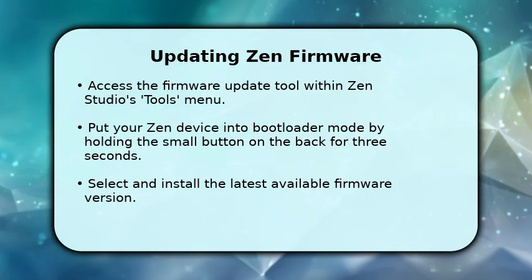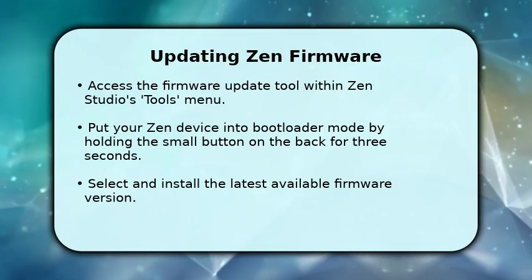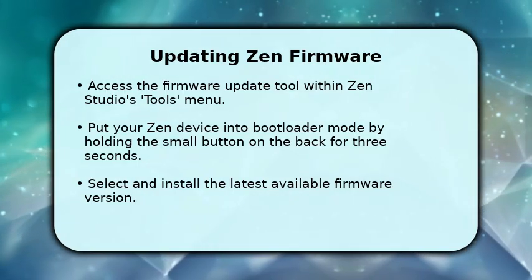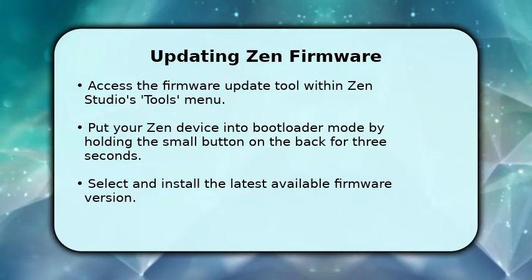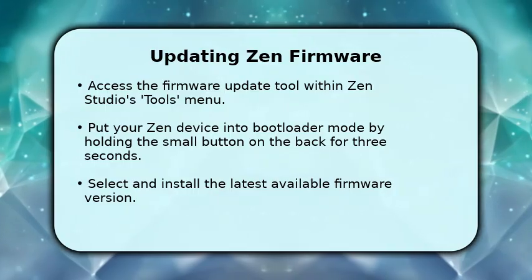You will then need to put your Zen into bootloader mode by pressing and holding the small button on the back of the device for approximately 3 seconds. Once in bootloader mode, select and install the latest available firmware version to complete the update process.